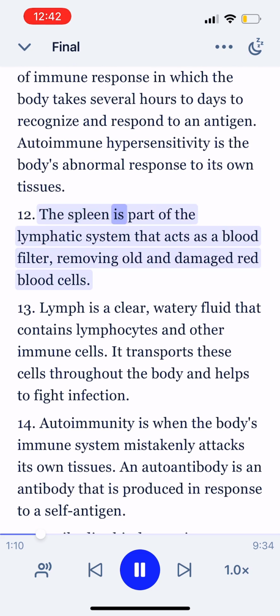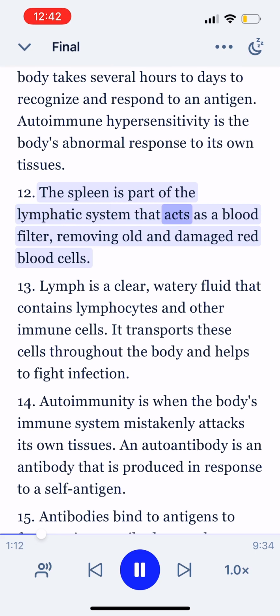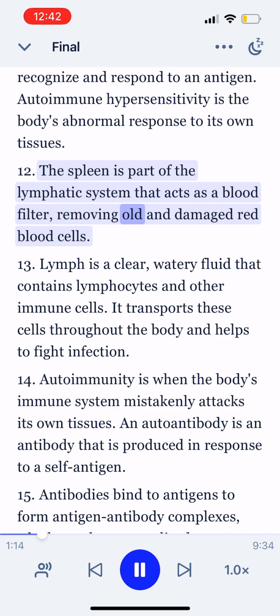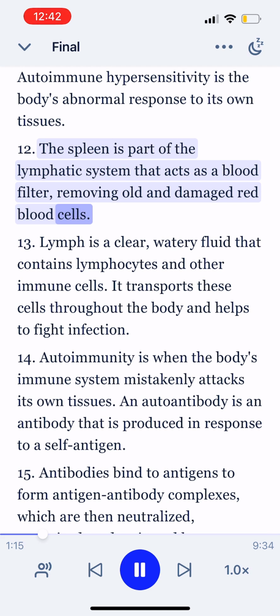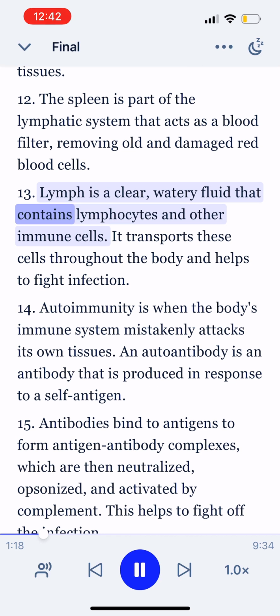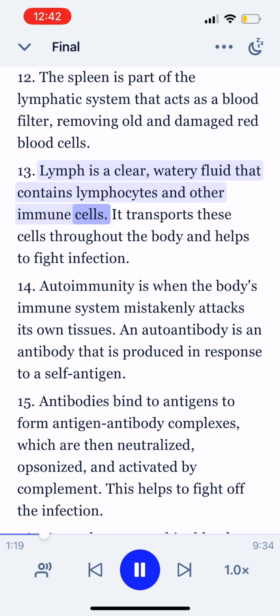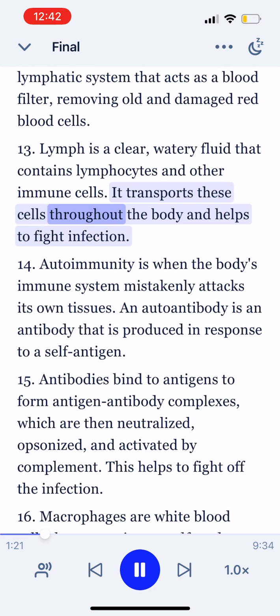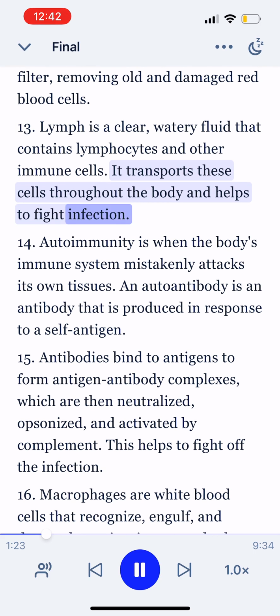12. The spleen is part of the lymphatic system that acts as a blood filter, removing old and damaged red blood cells. 13. Lymph is a clear, watery fluid that contains lymphocytes and other immune cells. It transports these cells throughout the body and helps to fight infection.